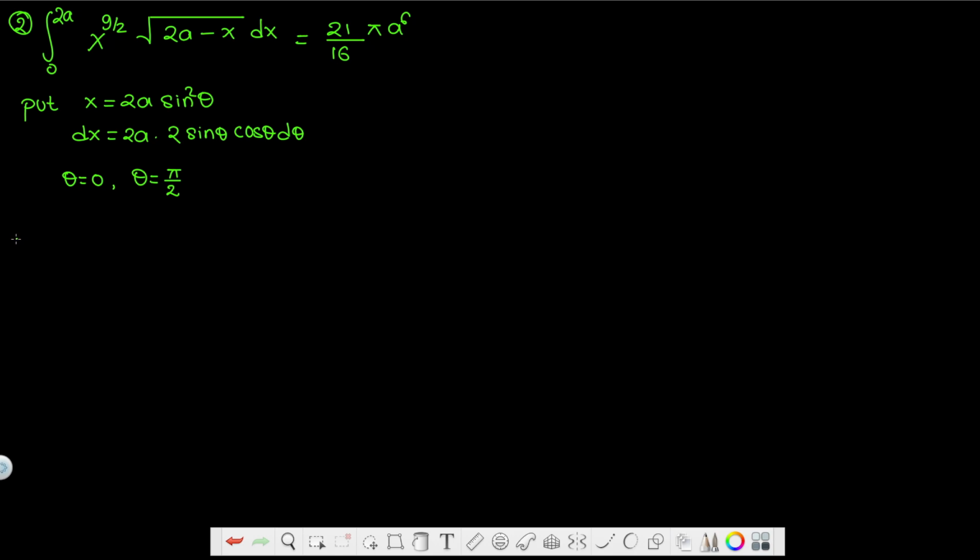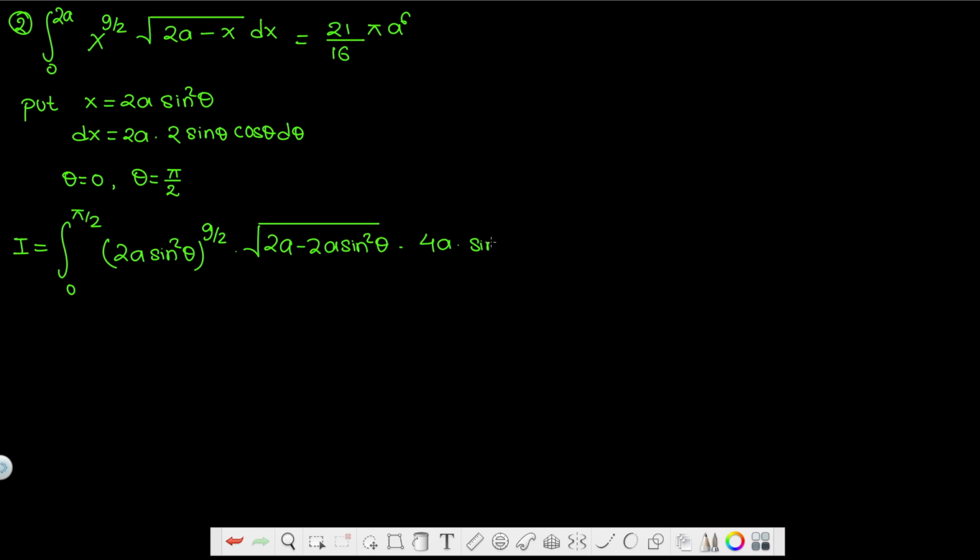So our integral simplifies to I equals integral from 0 to pi over 2. In place of x we can write 2a sine square theta to the whole power 9 over 2, and in the square root we can write 2a minus 2a sine square theta, and in place of dx we can write 4a sine theta cos theta d theta, equals the integral from 0 to pi over 2.